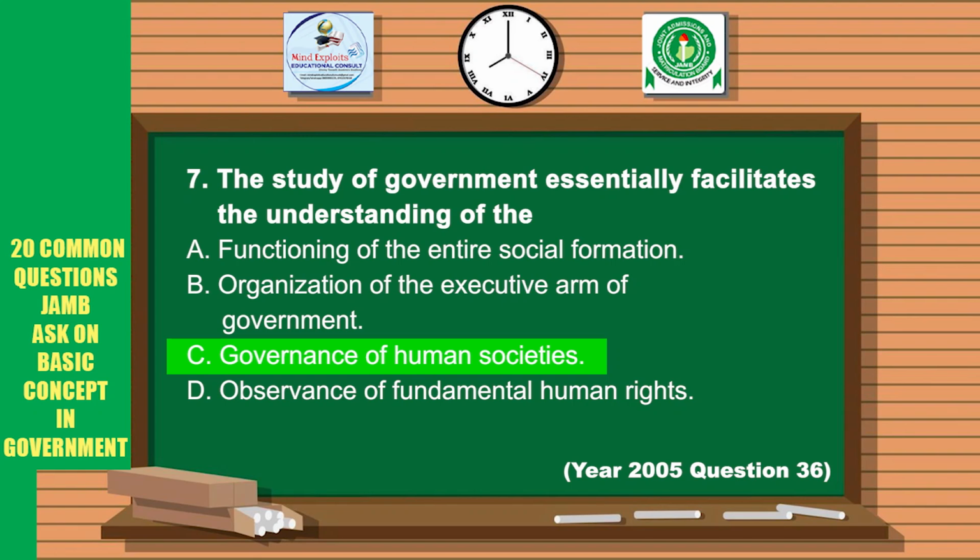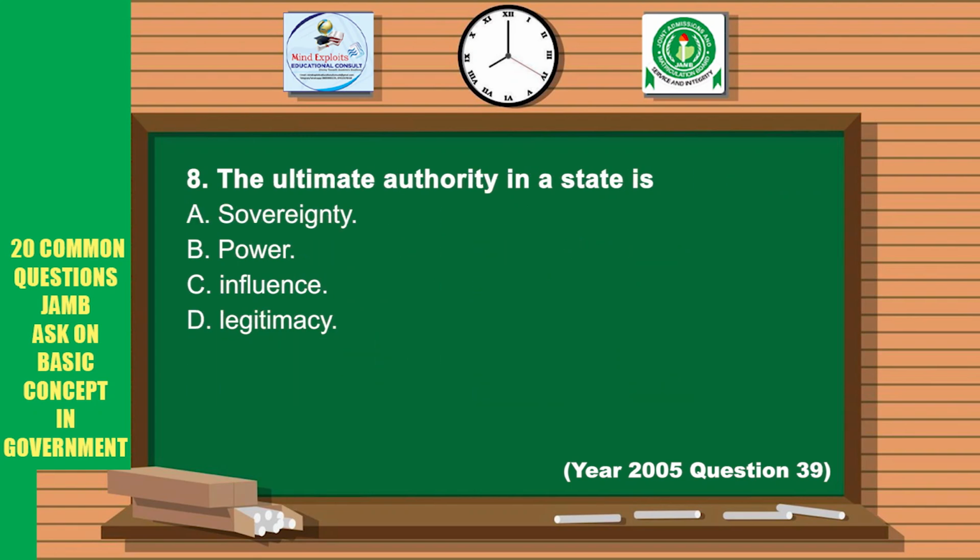Let's go to the next question. Question 8. This question was asked in 2005 as question 39. It says the ultimate authority in a state is dash. A, sovereignty, B, power, C, influence, D, legitimacy. So the ultimate authority in a state is sovereignty.